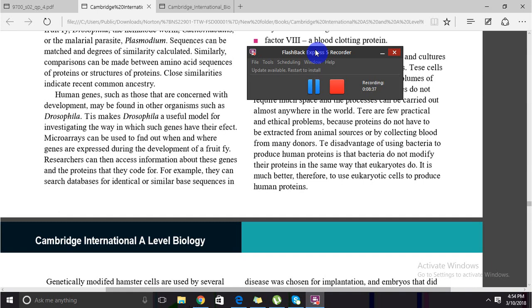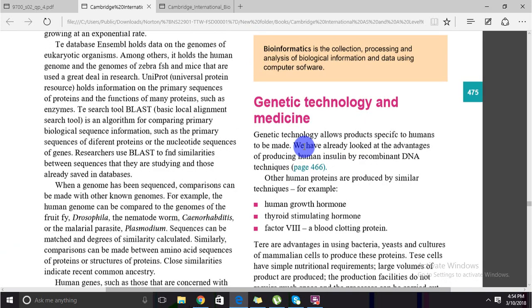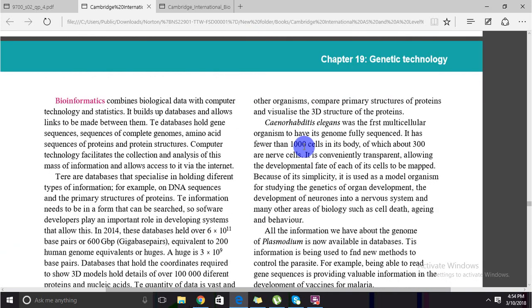For example, they can search databases for identical or similar base sequences in other organisms and compare the primary structure of proteins and visualize the 3D structure of their protein products.